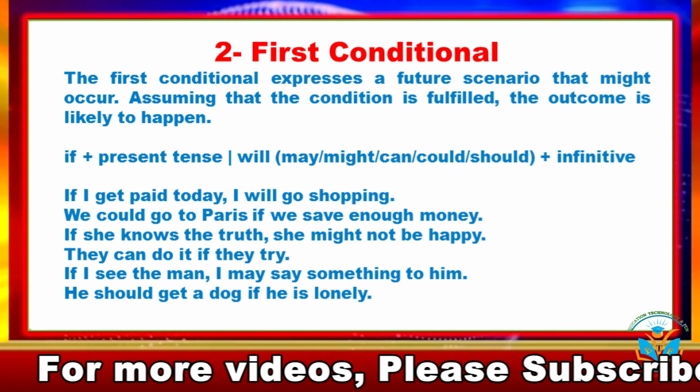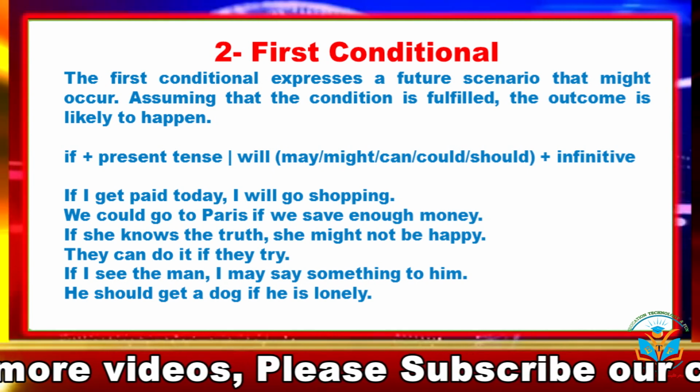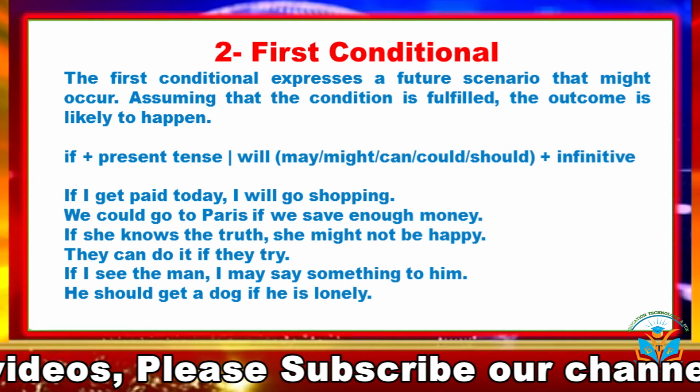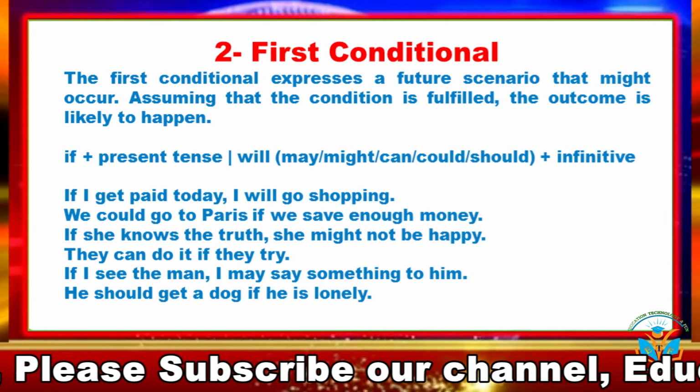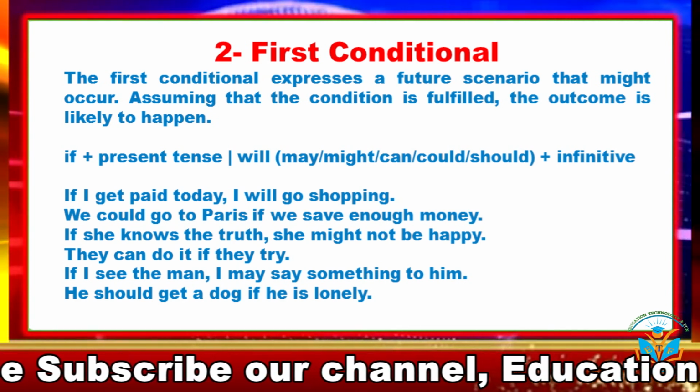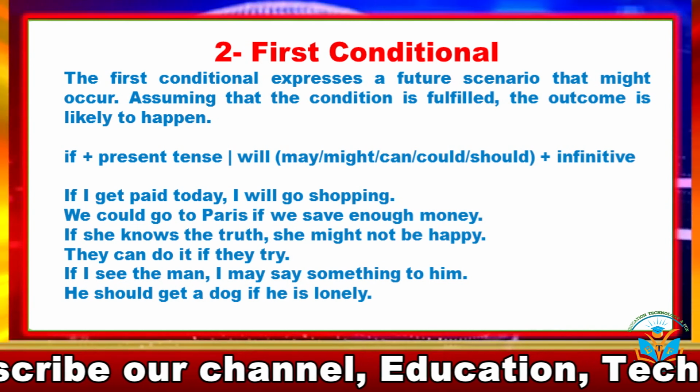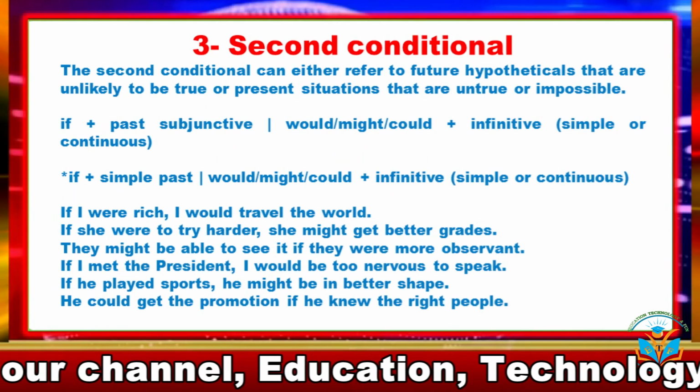If she knows the truth, she might not be happy. They can do it if they try. If I see the man, I may say something to him. He should get a dog if he is lonely. The third type is second conditional.